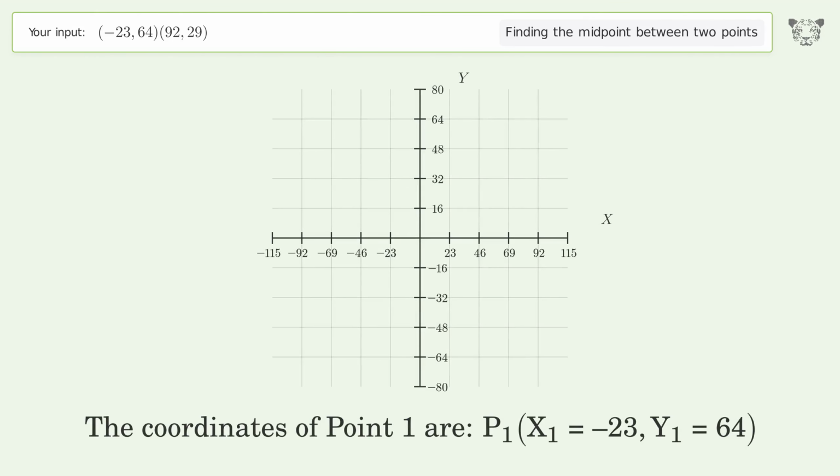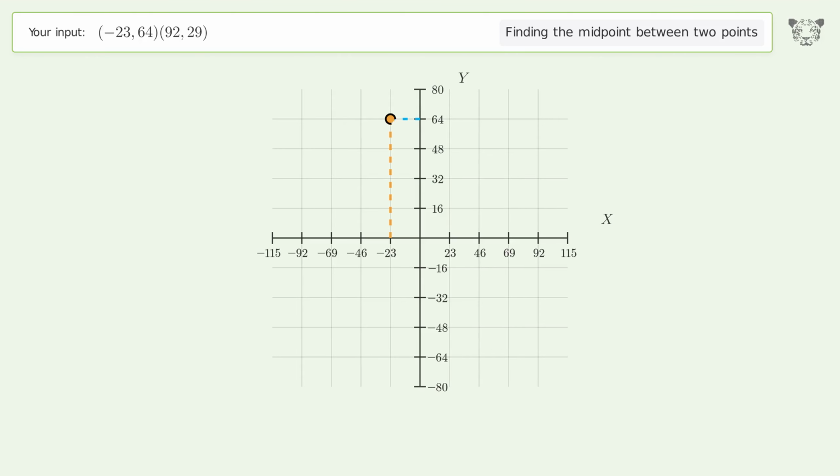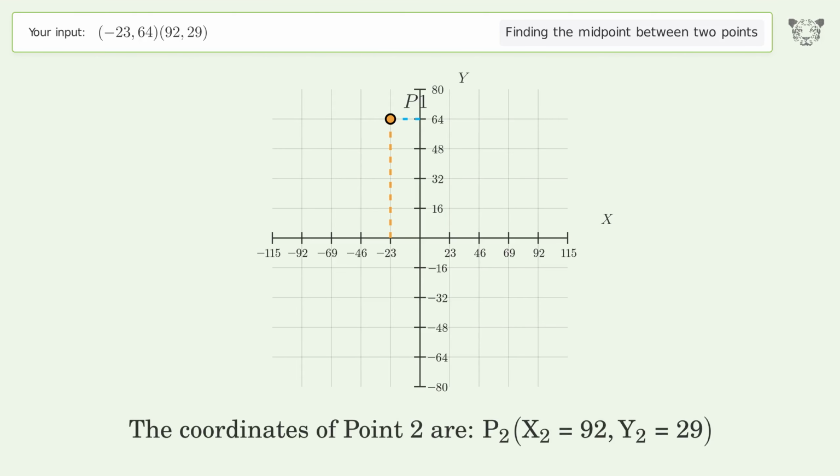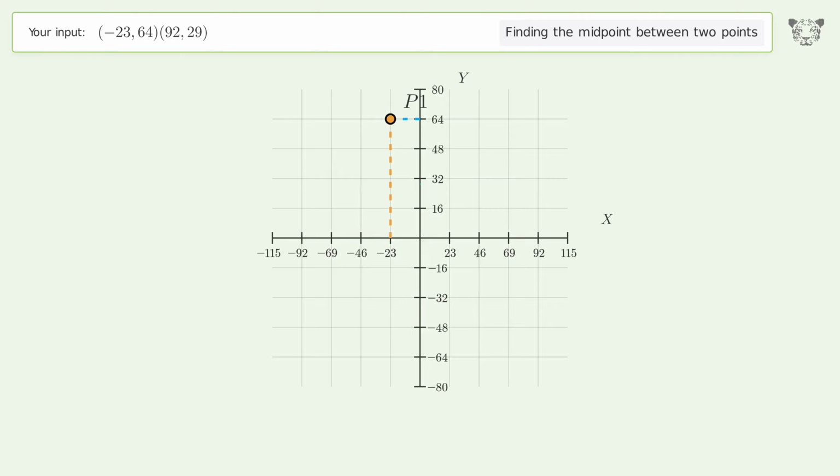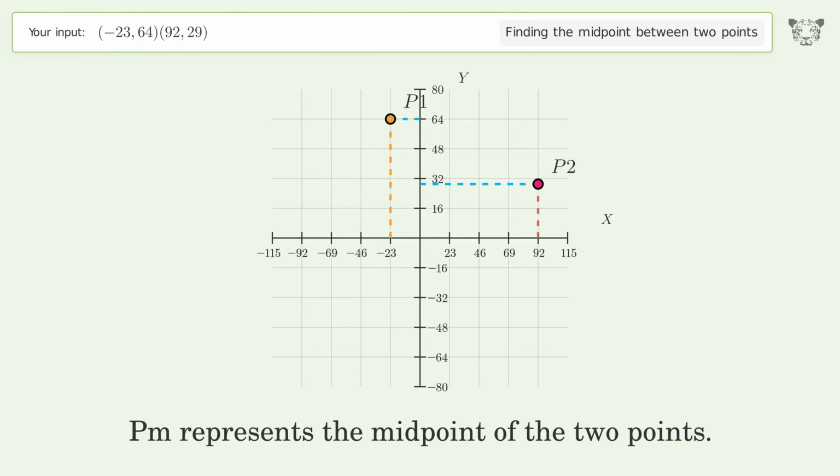The coordinates of point 1 are, x1 equals -23, y1 equals 64. The coordinates of point 2 are, x2 equals 92, y2 equals 29. PM represents the midpoint of the 2 points.